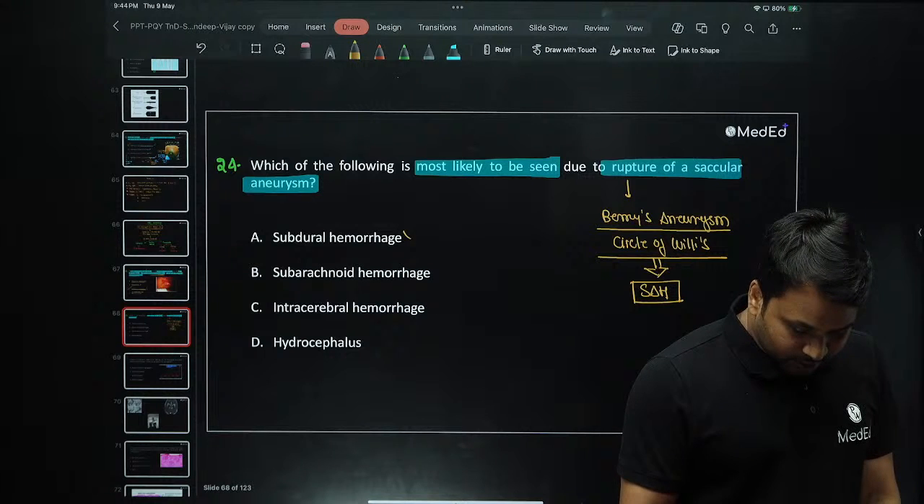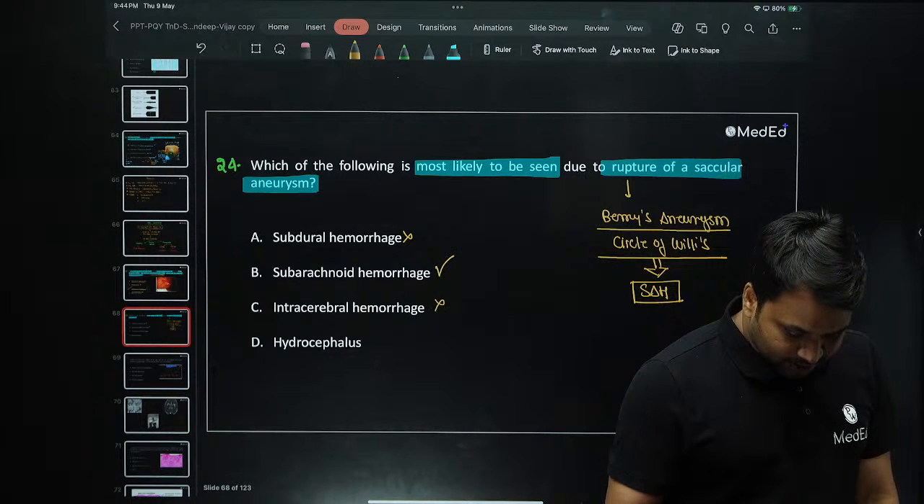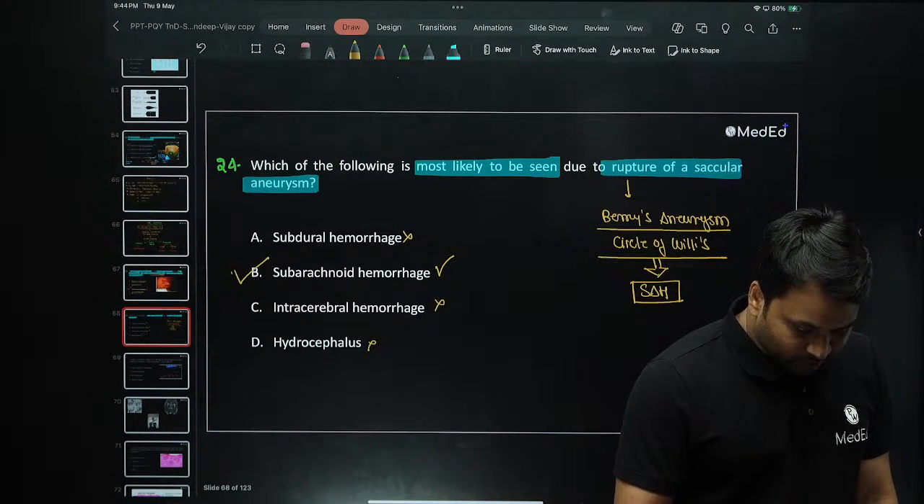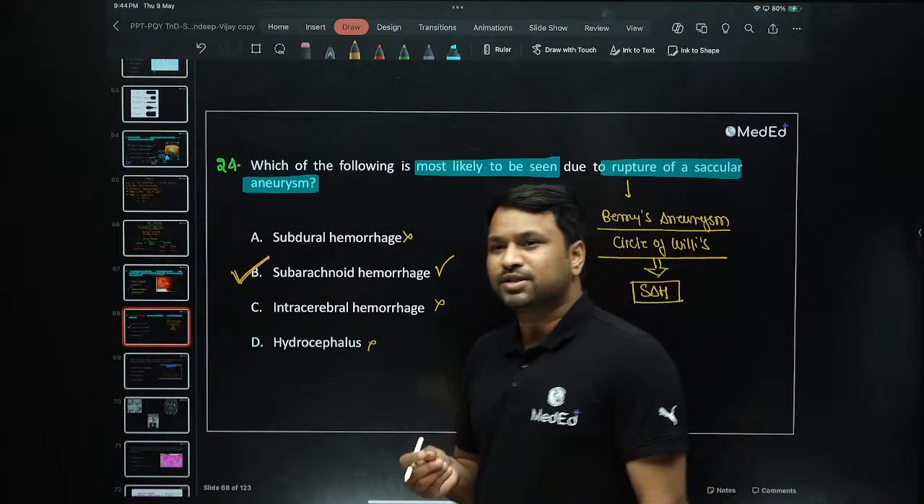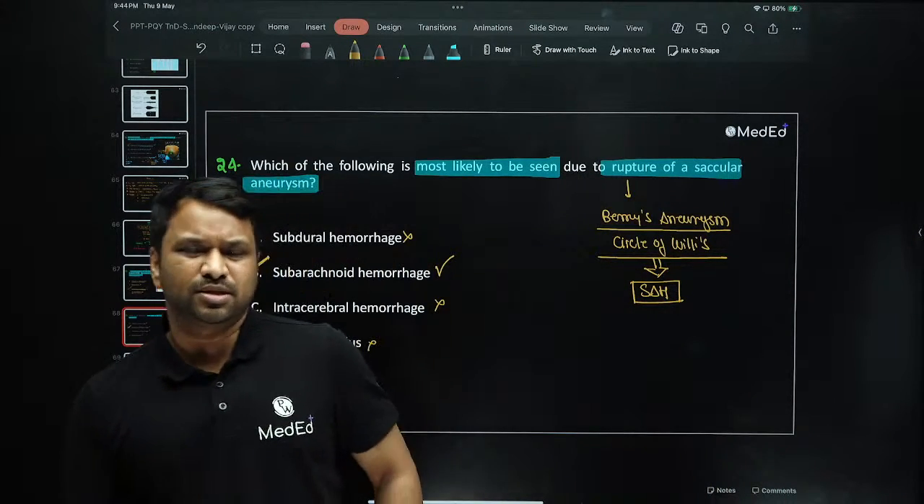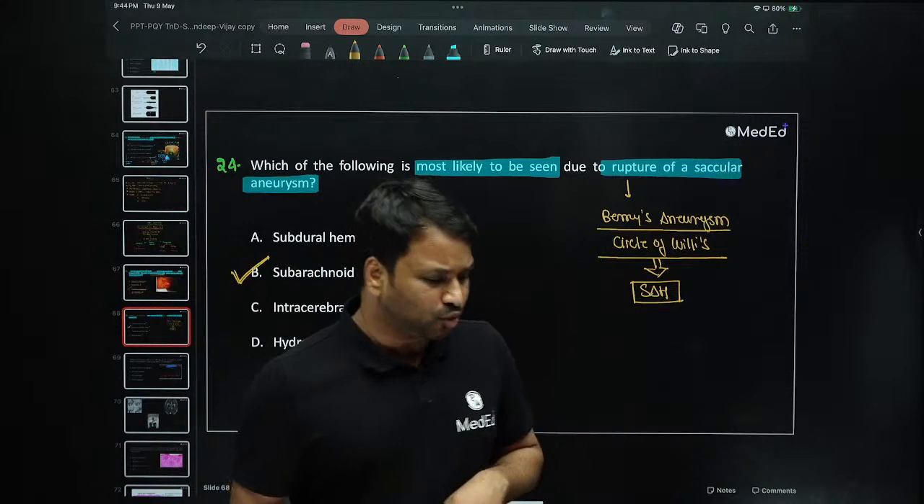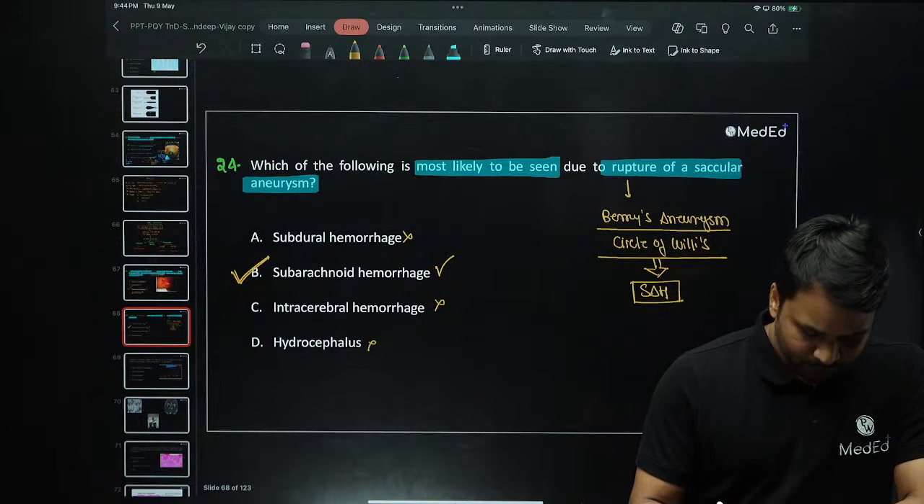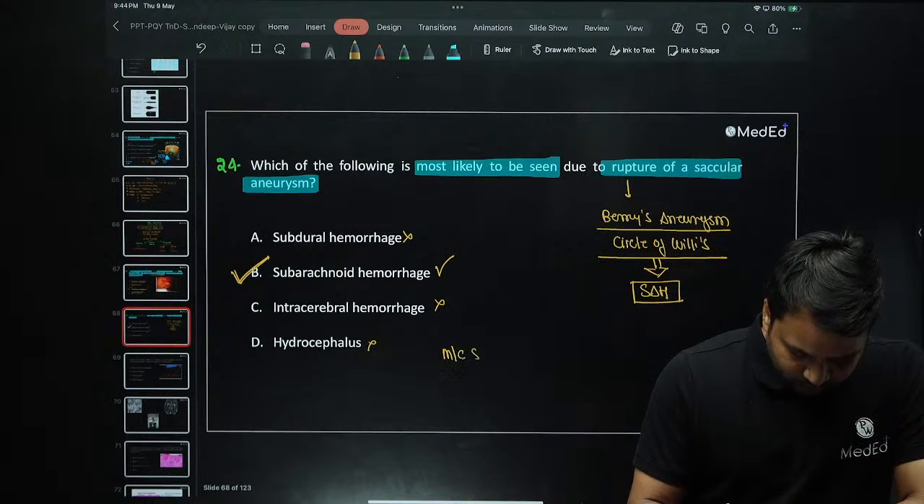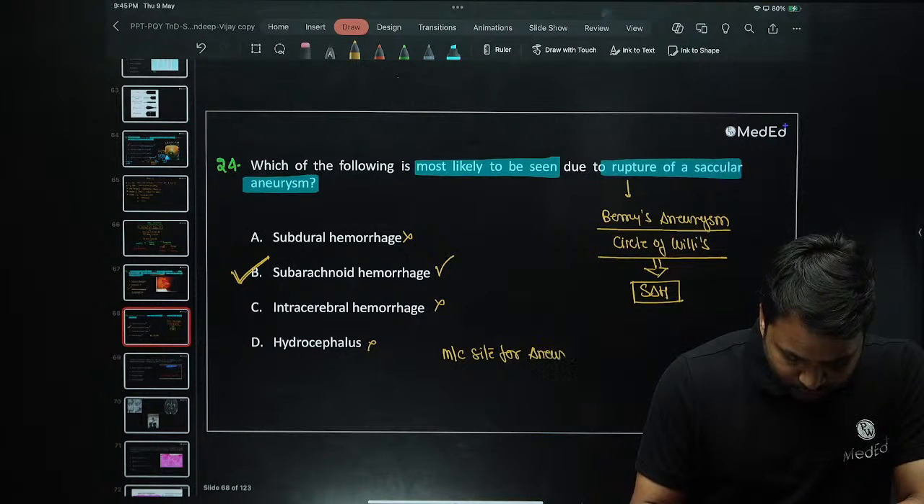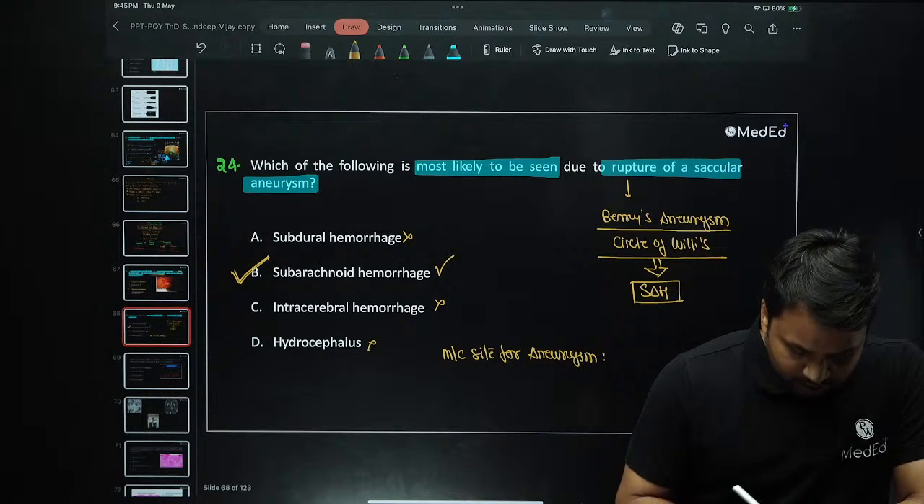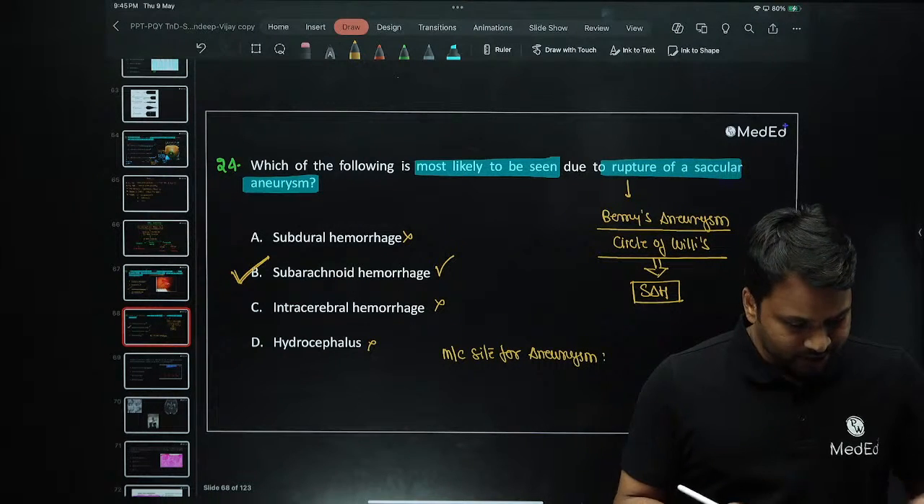So it is not subdural. It is subarachnoid, not intracerebral or hydrocephalus. Answer is B for Bombay, right? Such questions are very common sense questions. So, the most common site for aneurysm overall in the body. The answer is going to be the circle of Willis.